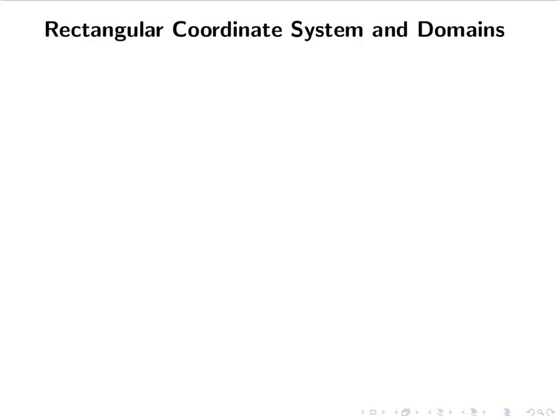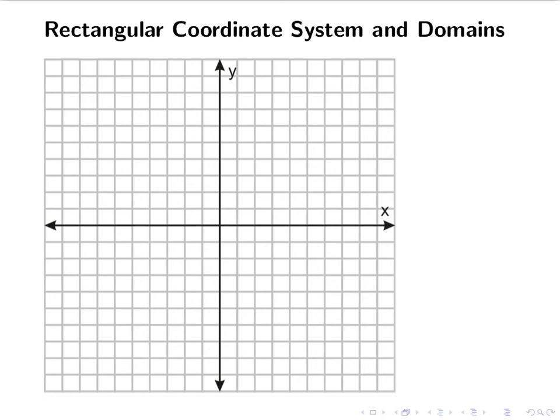Hello everyone, today we're going to look at the rectangular coordinate system and domains. So you've probably seen the rectangular coordinate system before. It's also called the Cartesian Plane, but we're going to go over it in detail anyway. So what you have to know is that it is made up of two number lines. We have the x line here, which is the horizontal, which is the independent axis.